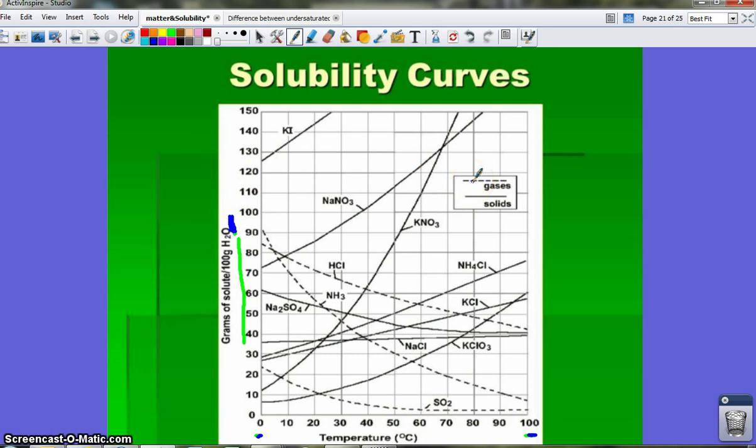What do you notice about the trend between gases and solids? Okay, take a look at the legend and take a look at your graph. What do you notice about the trend?